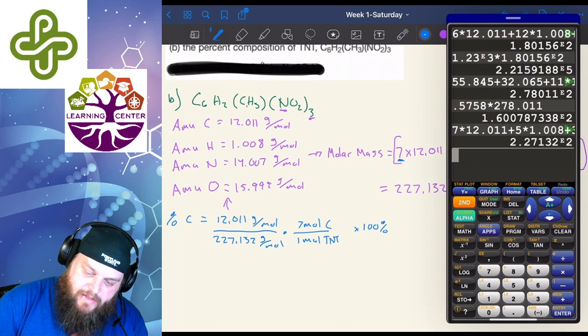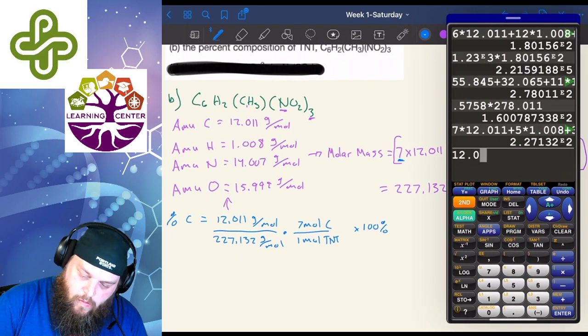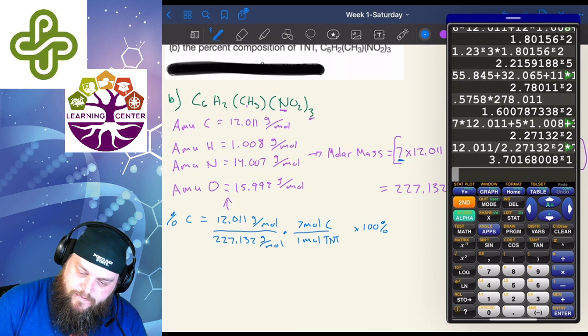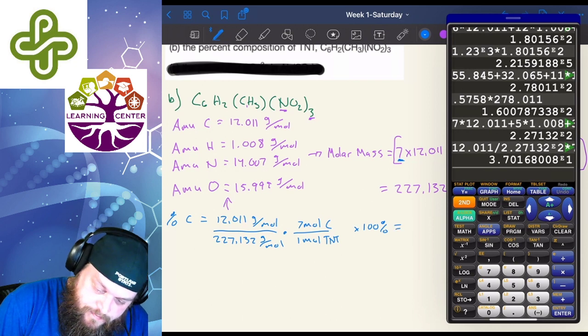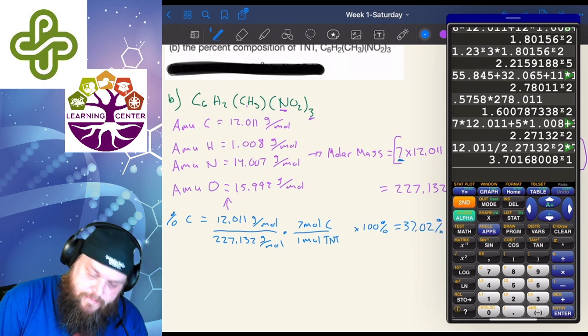So now we can get our percent composition: 12.011 divided by the molecular mass, times 7, times 100. It's going to be 37.02 percent.